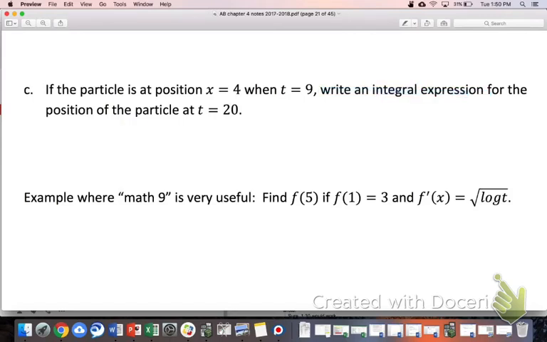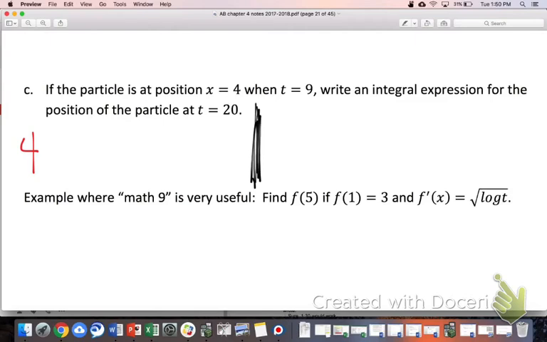Can I show you a couple different ways you might think about this? A physics student would maybe do this on the left. They would say, well, I know that the position when t is 9 is 4. They might think of that as an initial position, right? So when t is 9, the position is 4. In order for me to get the final position, I have to consider the fact that it started at 4.